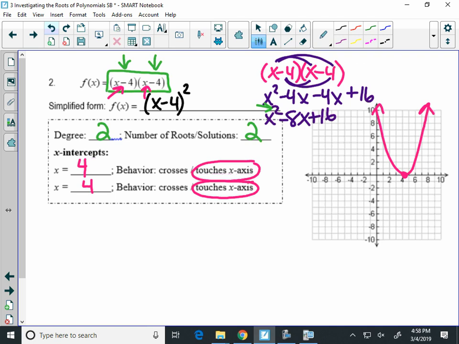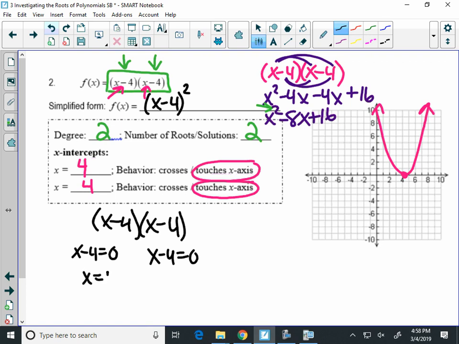Now, I used my calculator to sketch that graph. However, another way I could solve this if I had the factored form x minus 4 times x minus 4 is to use the zero product law. That says if I set each factor equal to 0 and solve each of those equations, I get my solutions. And notice, those are the same as the x-intercepts and solutions that we found.